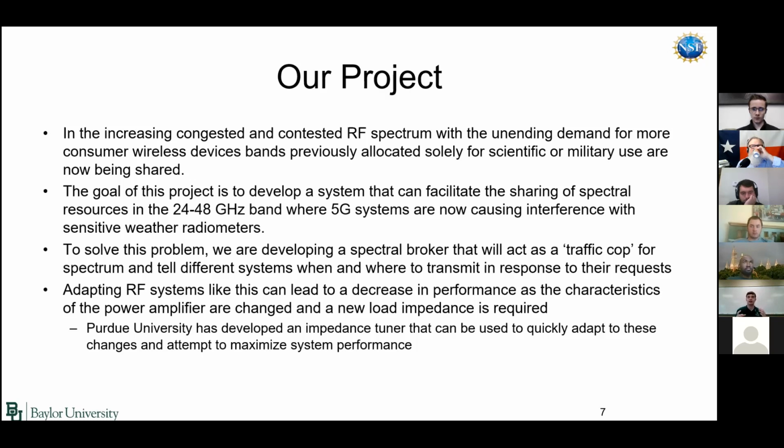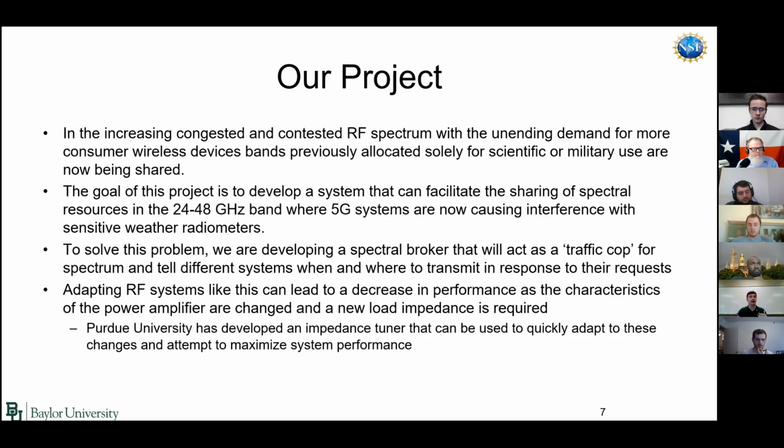So we're taking kind of a 2-step approach to this. First, we're designing a spectral broker that's going to act as a kind of a traffic cop. It will accept requests from all of the 5G systems and all the weather radiometers, and it will say, okay, the radiometer over here wants to take its measurements now. So all of the 5G towers, I need you to not put any power in that direction. You can still transmit in the other directions, but not that one, and such like that.